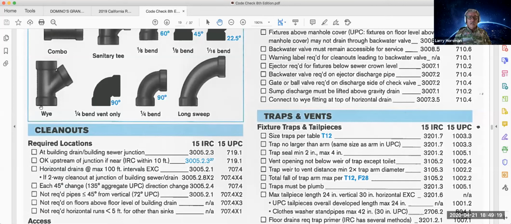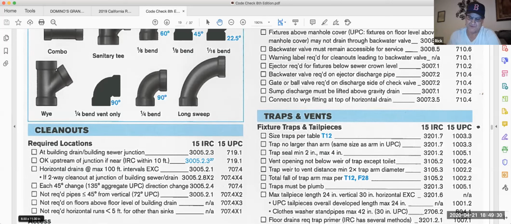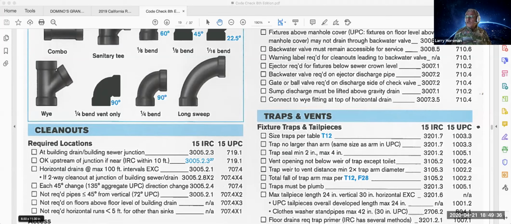I don't think we've looked at the plumbing code too much. Let me see if I can find this. It's kind of weird. So if you had a 35-degree slant down, it's not considered vertical yet. Kind of weird. Let me call that up.